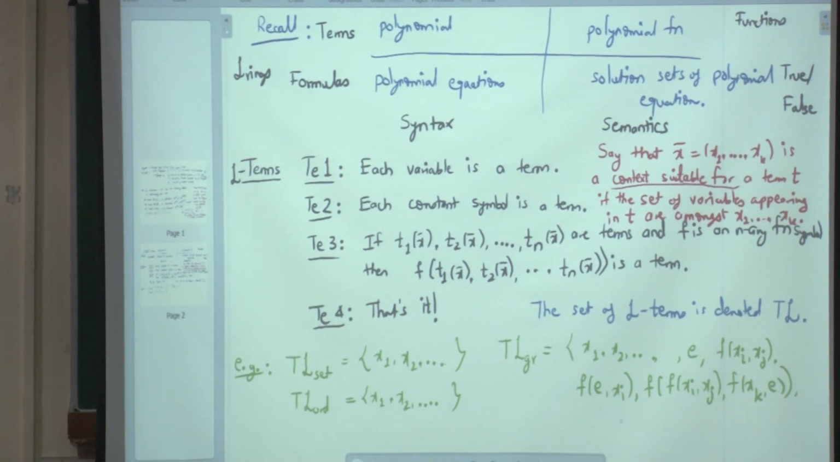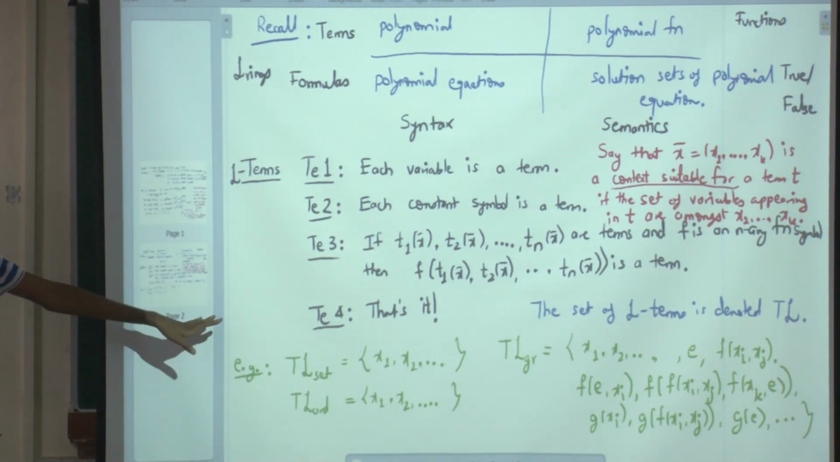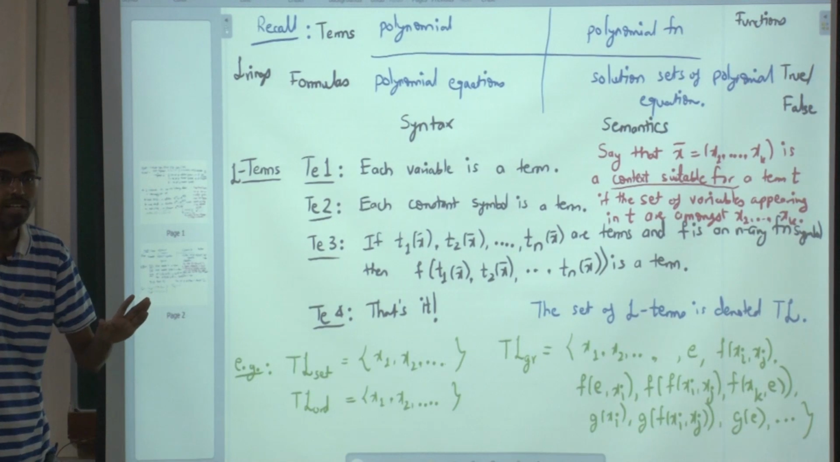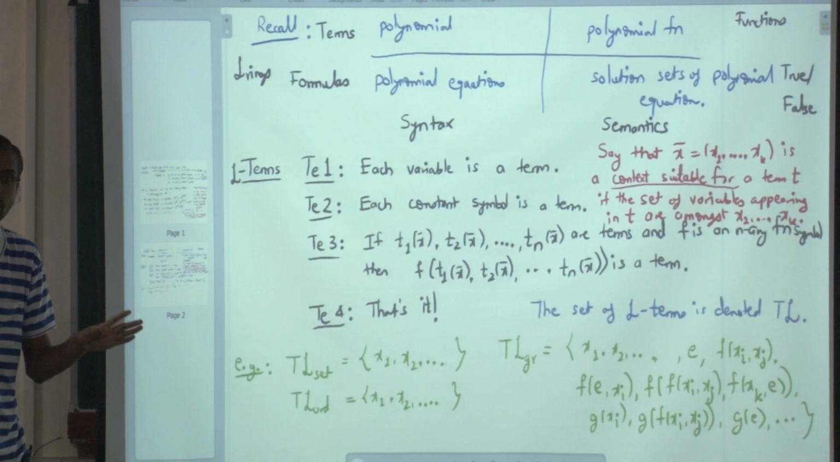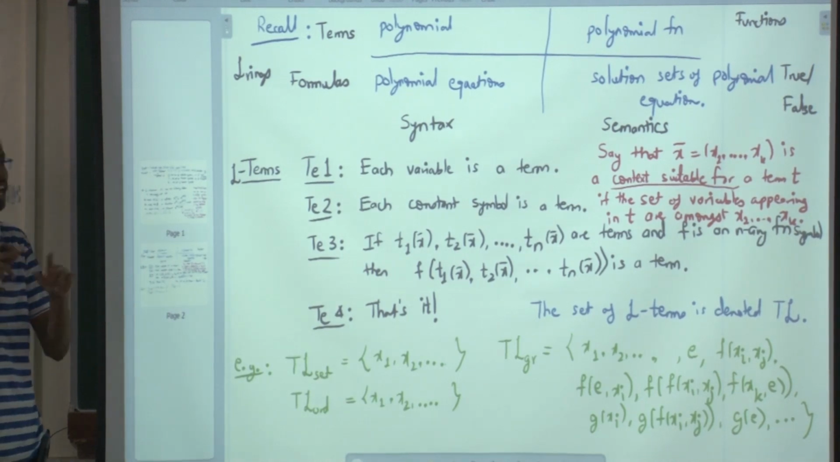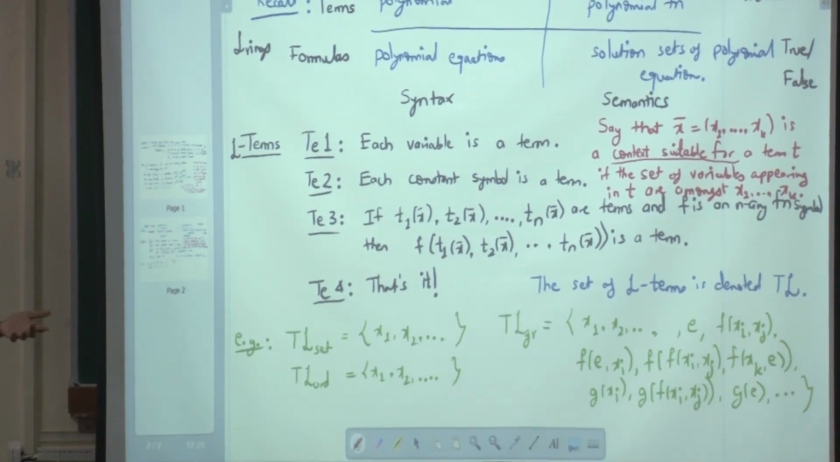Did we call it g in the last lecture? Yeah, so then g of x1, g of xi is a term, then g of f of xi xj is also a term, then g of e is a term, and so on and so forth. You can understand, there is no associativity here. Even if I write iterated things, there is no associativity. There is no commutativity. So f of xi xj and f of xj xi are different terms.